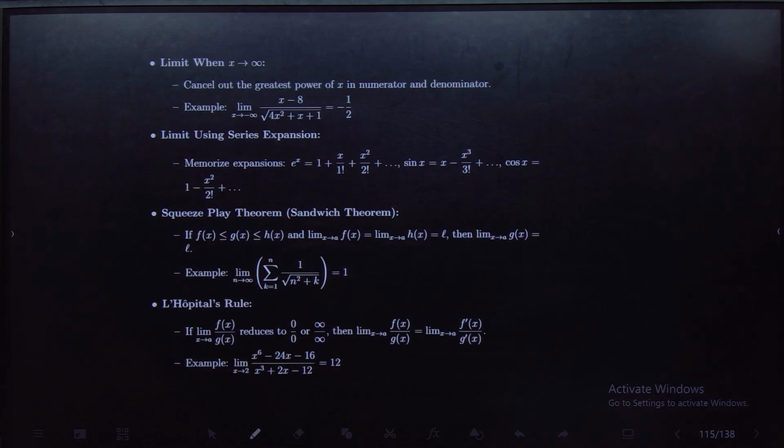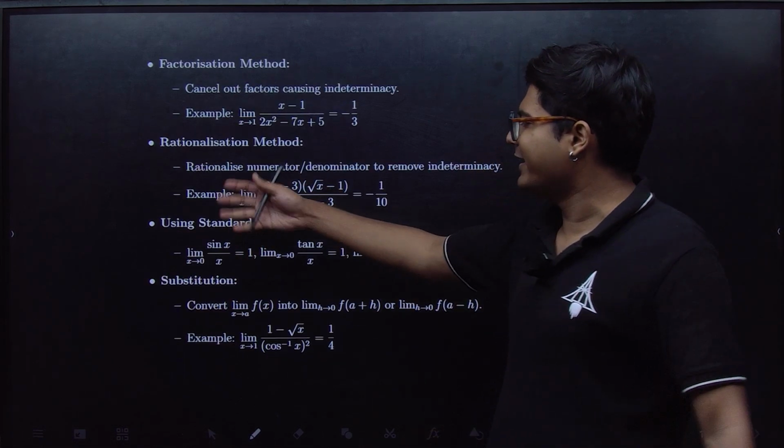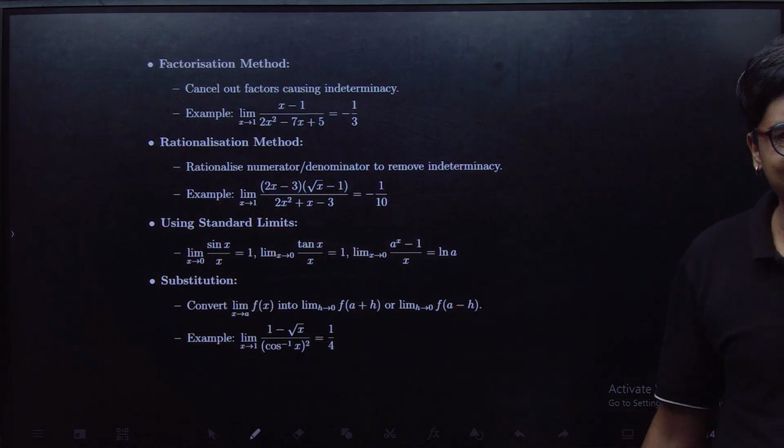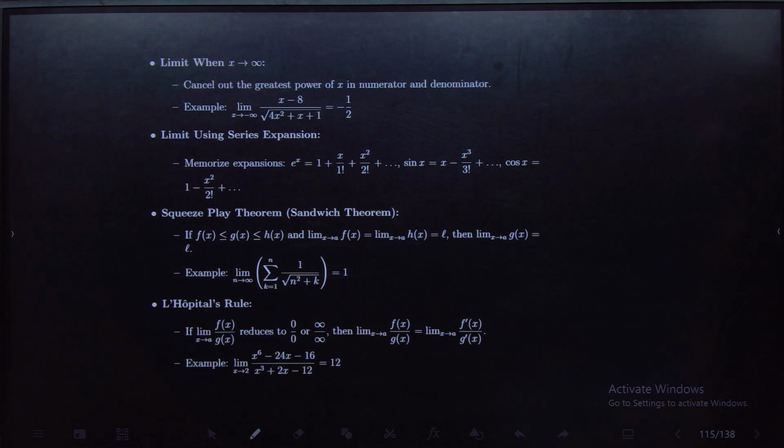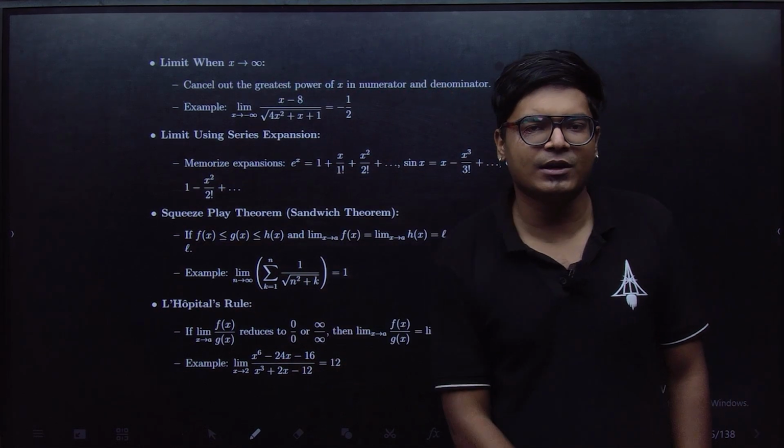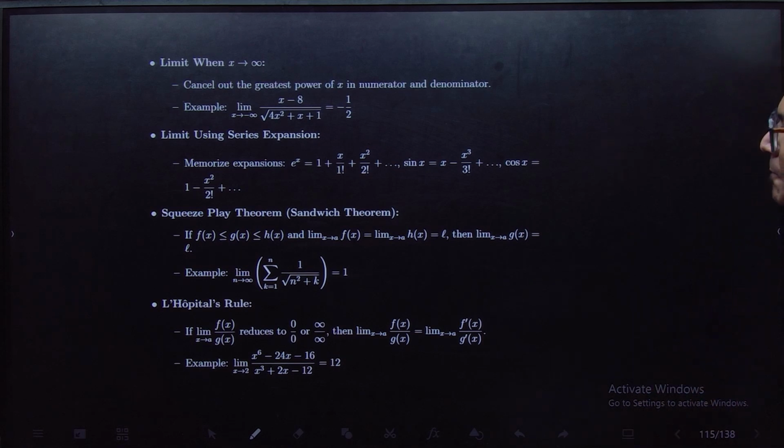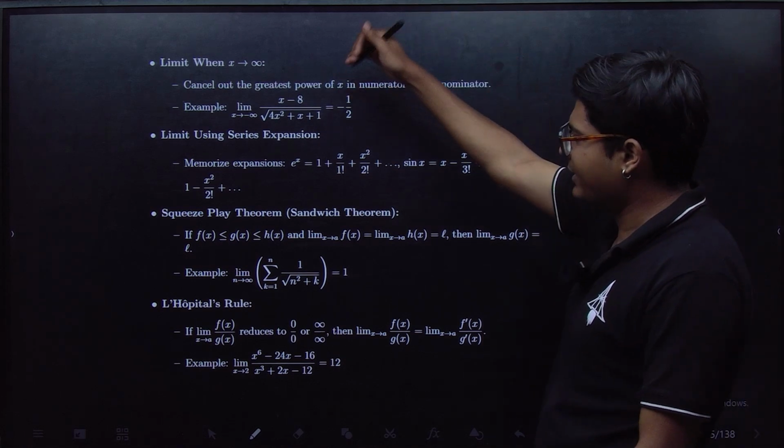Okay, what happens when x approaches infinity? These were all cases when x approached a finite number, right? Could be 0, could be some a and so on and so forth, right? But what do you do when x approaches infinity, right? So in general, what you do is you cancel out the highest power of x in the numerator and the denominator, right? You do that and then you evaluate the limit, right?